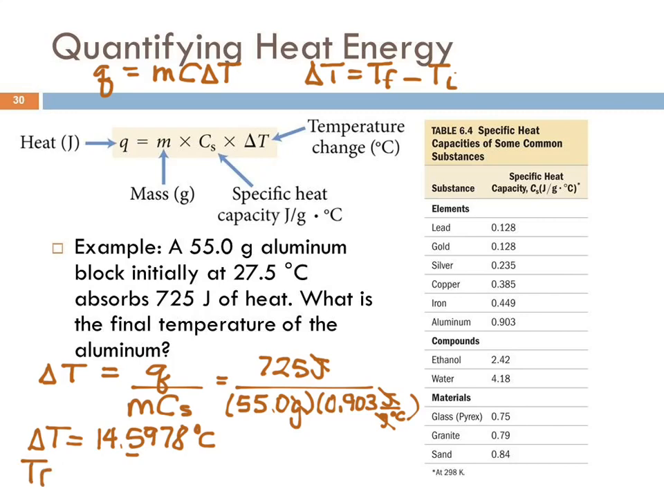T final is equal to the initial temperature plus the change in temperature. So the initial temperature was 27.5. The change was 14.5.